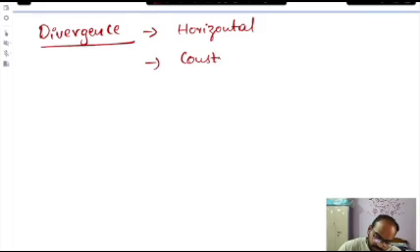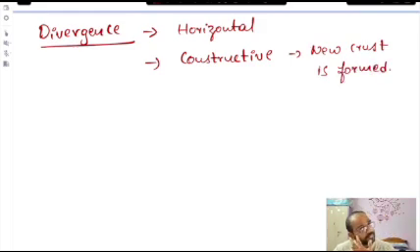Why is it constructive? Because new crust is formed. So that's why it is constructive in nature. New crust is formed. How is new crust formed? While explaining seafloor spreading, we talked about mid-oceanic ridges in the Atlantic Ocean, right? What did I say? The magma oozing from this oceanic plate, coming out from the ridge and getting deposited on the oceanic bed, and creating new crust.